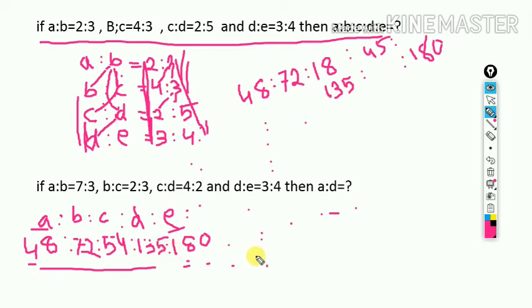So the ratio will be this: A is to B is to C is to D. So this is the method. Got it? So solve the last one.